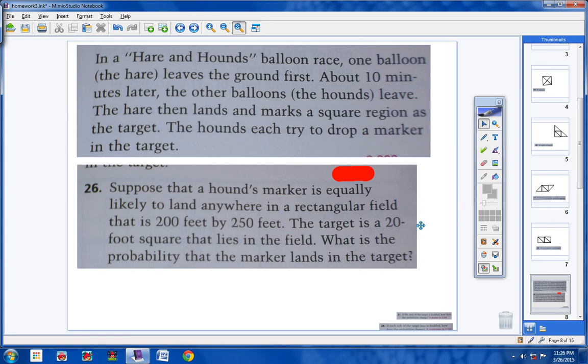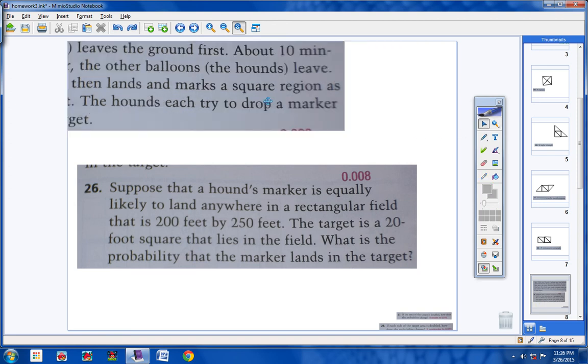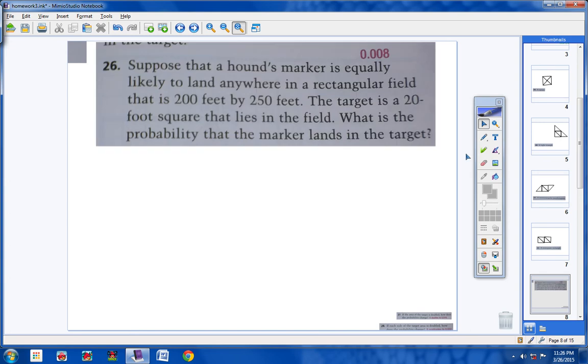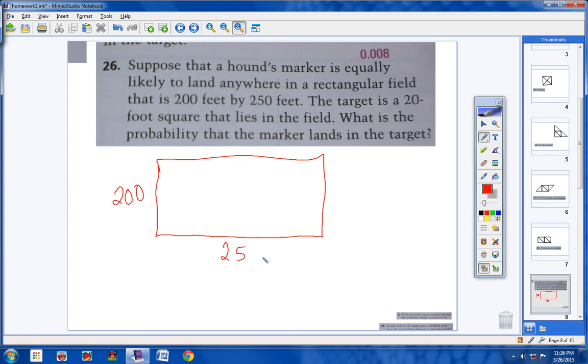Alright, so with that in mind, first of all, suppose that a hound's marker is equally likely to land anywhere in a rectangular field. That's 200 feet by 250, so here's the rectangular field right here. Now that we've understood what they're doing, I don't think we'll need this again. If we do, we'll pull it down later. So what we have is a 200 by 250 rectangular shaped field. Now, the target is a 20-foot square, so we have a target in here that's 20 by 20. What is the probability that the marker lands in the target?